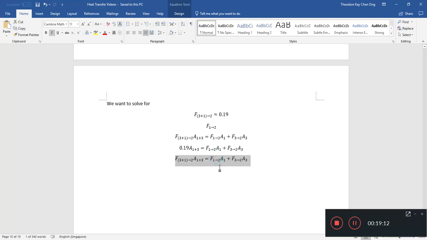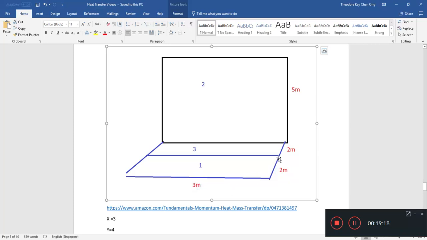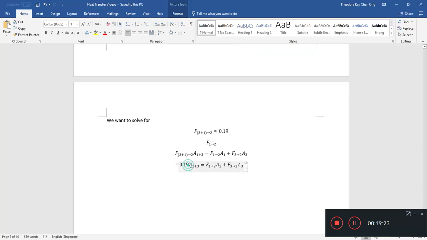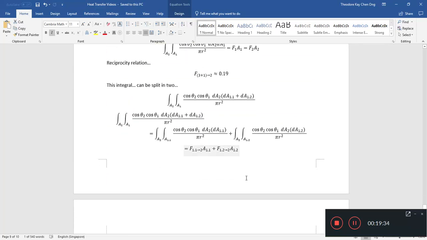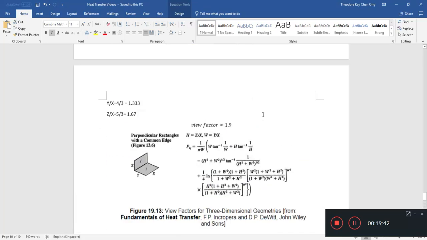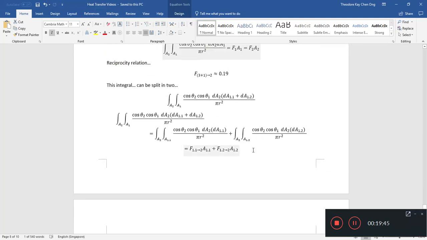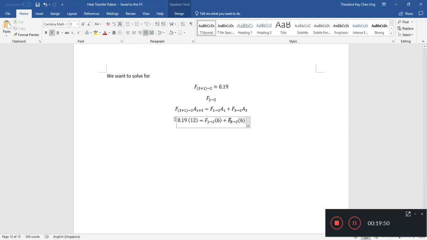Okay, what is A1 plus 3? A1 plus 3 is 2 plus 2 times 3. So 2 plus 2 is 4, 4 times 3, 12. So that's 12 meters squared. I'll just put 12 here because the units, after all, don't really matter. What is A1? A1 is 2 times 3, so 6. A3 is also 2 times 3, so that is also 6. Now we don't know what F1 to 2 is, but we know what F3 to 2 is.